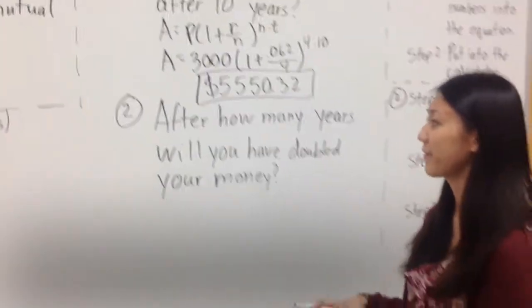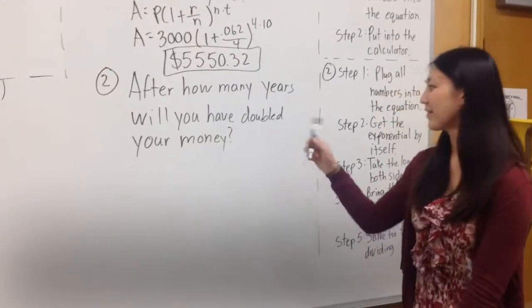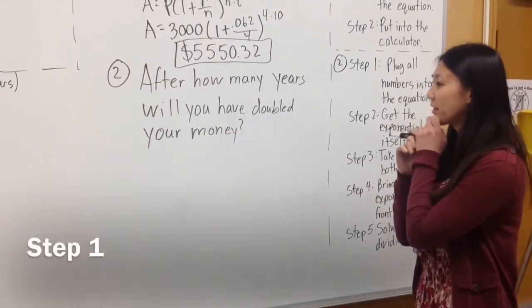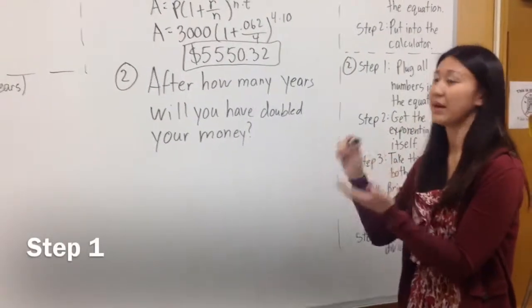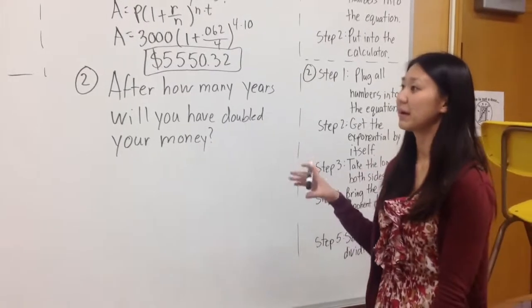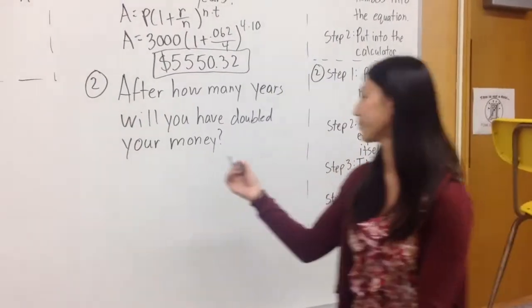So that's the answer to our first problem. Alright, now let's look at our second problem. It says, after how many years will you have doubled your money? So we're looking at A first. A is how much we end up with. If we're doubling our money, we're going to end up with 6,000 because the 6,000 is double of 3,000.